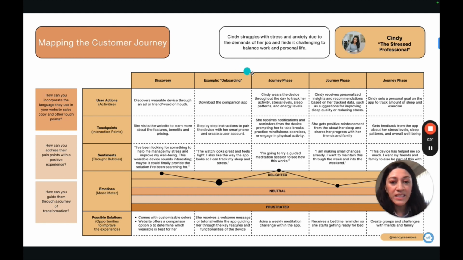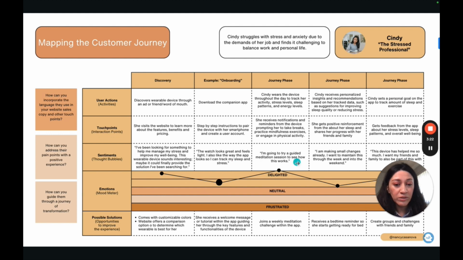And so these are some of the things that we'll look for. First, we have how Cindy first discovers this wearable technology. Maybe it's through an ad or a friend or word of mouth. And then she visits the website, she learns about the features, the benefits, and then a thought bubble. What would Cindy, as you put yourself in her shoes, say? She'd be like, hey, you know what? I'm looking for something that can help me manage my stress, improve my well-being. This is a wearable device that sounds pretty interesting. Maybe it could provide the solution that I've been looking for.